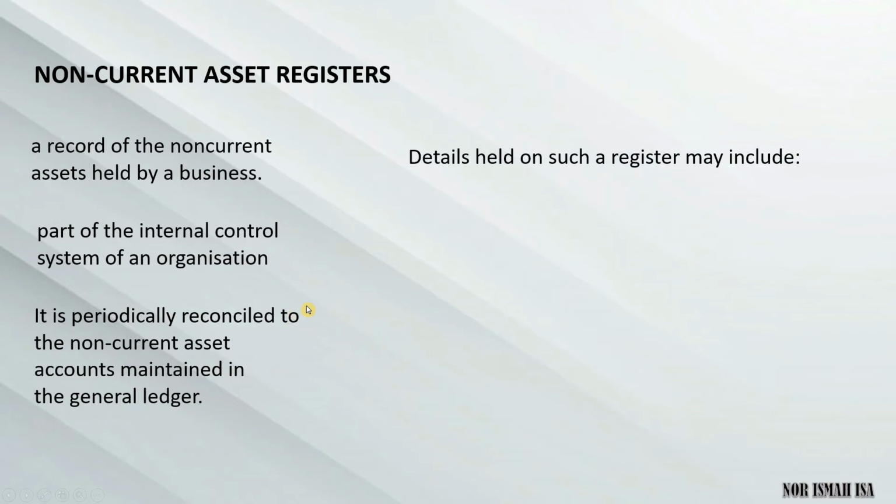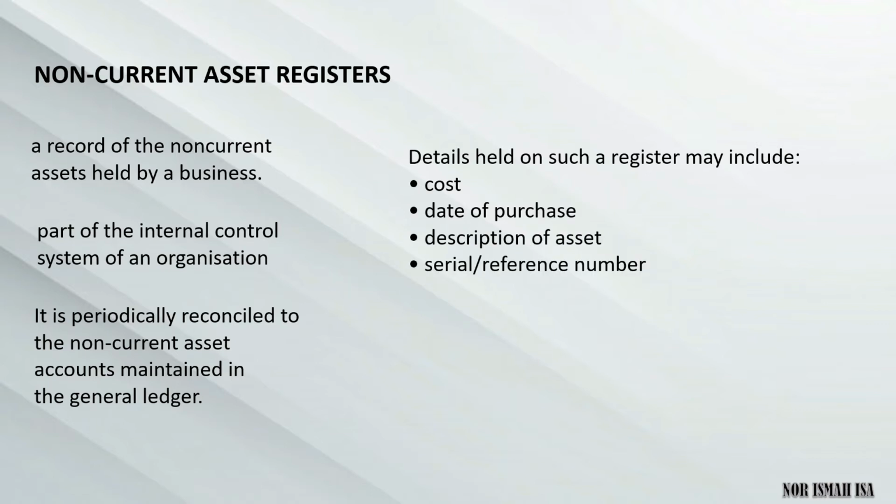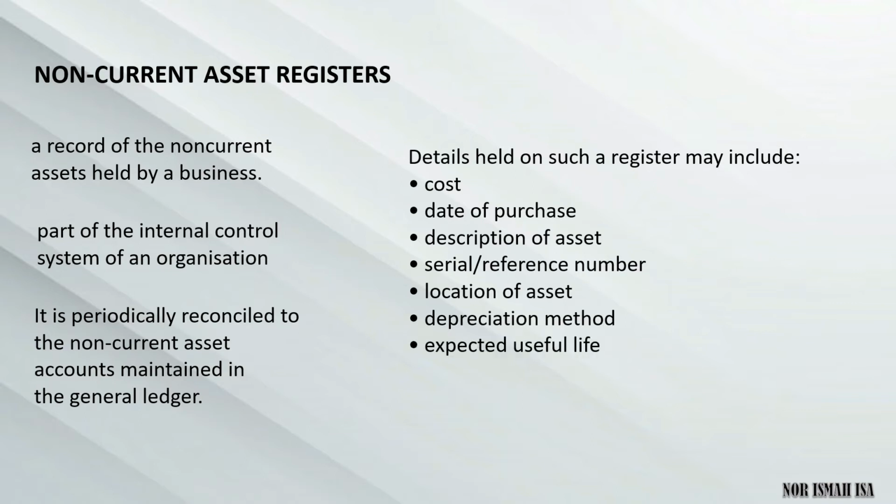Okay, detailed heads on the asset register may include cost, date of purchase, a description of the asset, serial or reference number of the non-current asset, location of the asset where the asset is transported, depreciation method of the non-current asset, and the expected useful life, the carrying amount, which is the net book value of the non-current asset.